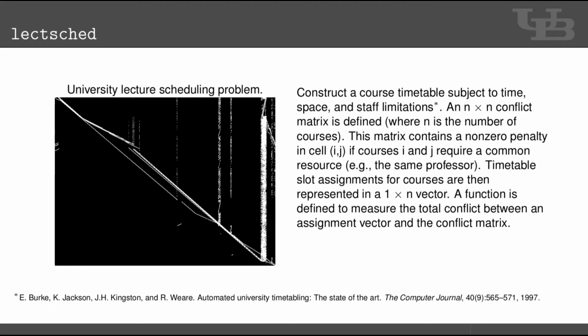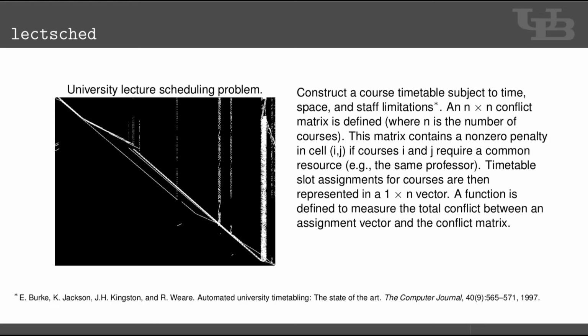Finally, let's consider the Lecht-Sked model group, the second most similar model group to cryptanalysis according to the ISS metric. The problem considered here is the university timetabling problem. At this point, you might be noticing a pattern. Here, an n by n conflict matrix marks which courses are in conflict with one another. For example, those that require a common professor.